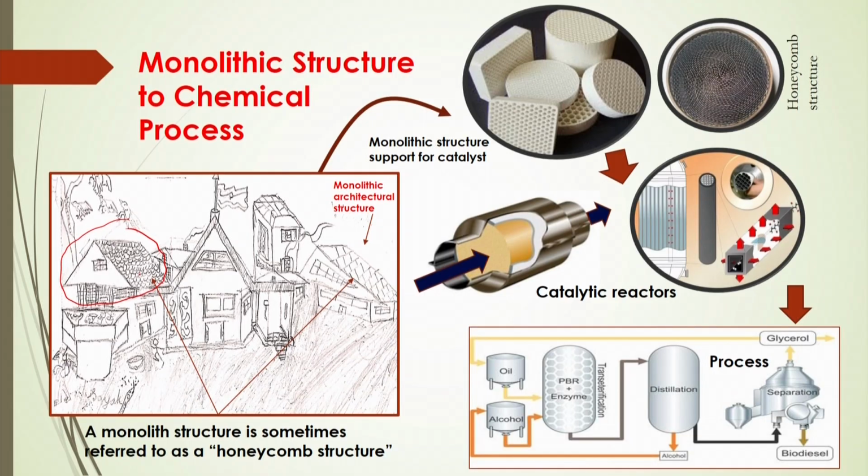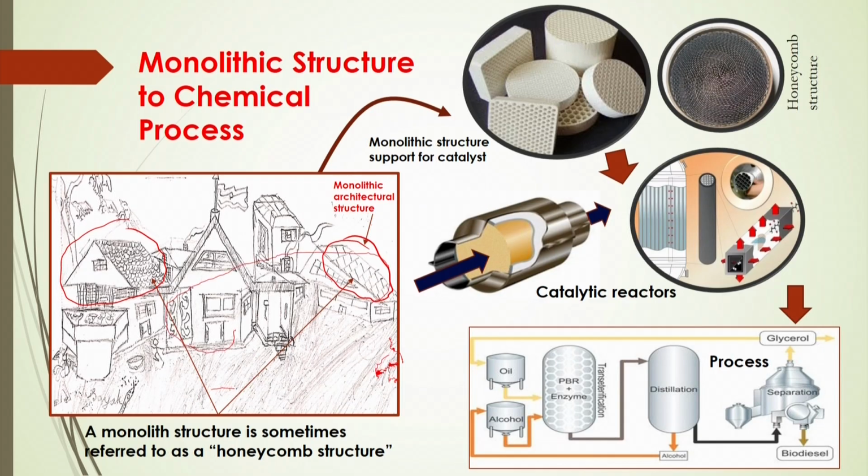It is called a honeycomb structure. There is a special structure like this. This type of structure is called a honeycomb structure, or a monolith structure. Here you see how, stepwise, this structure is made. This type of structure is called a monolith structure. So, this is an architectural structure.